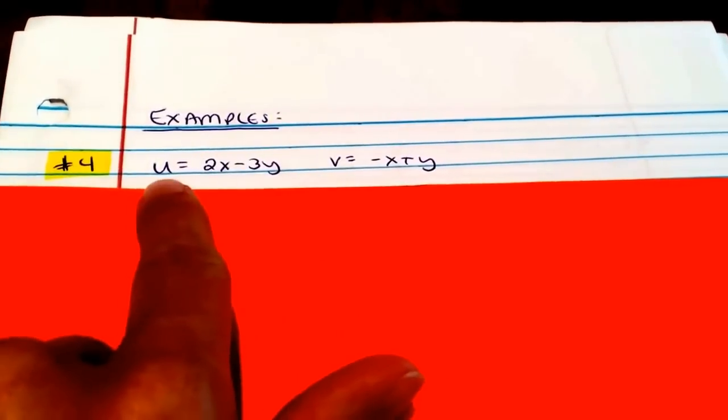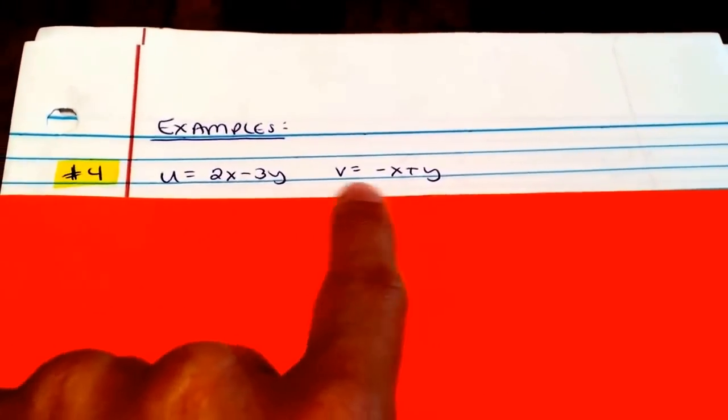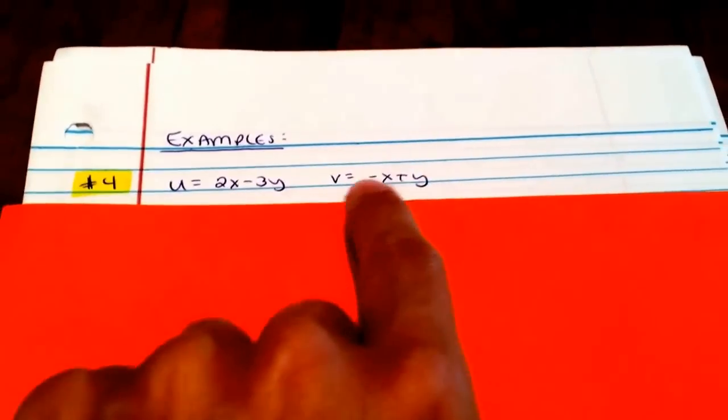So what we're doing is we're having to take this and this, that is u equals a function of x and y, and v equals a function of x and y, and we want x to equal a function of u and v, and y to equal a function of u and v.